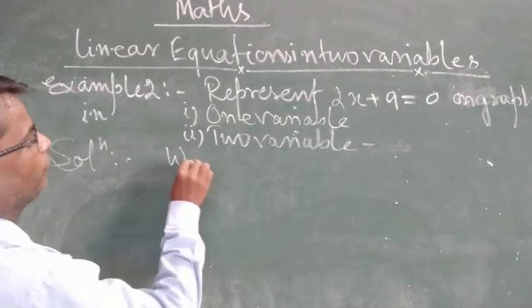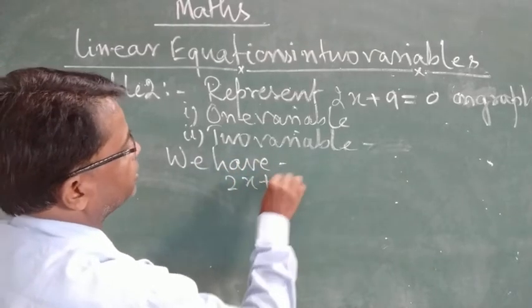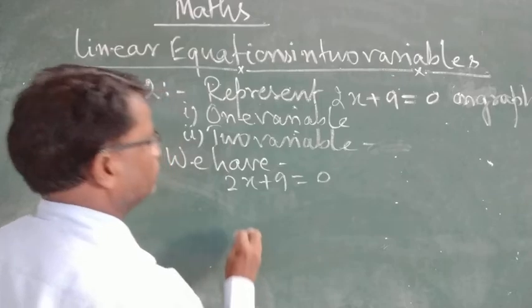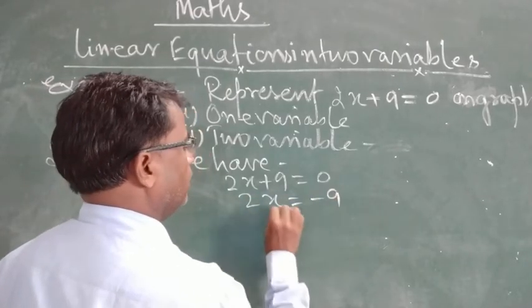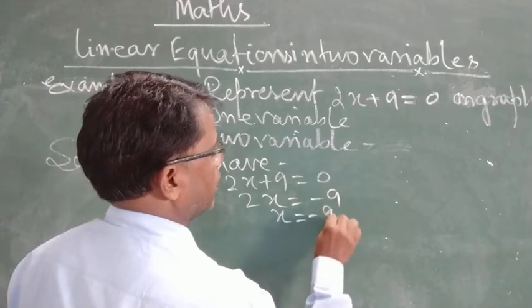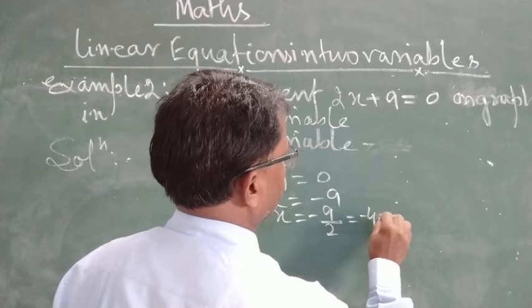Solution: we have 2x plus 9 is equal to 0, or 2x is equal to minus 9, and x is equal to minus 9 by 2, which means minus 4 whole 1 by 2.